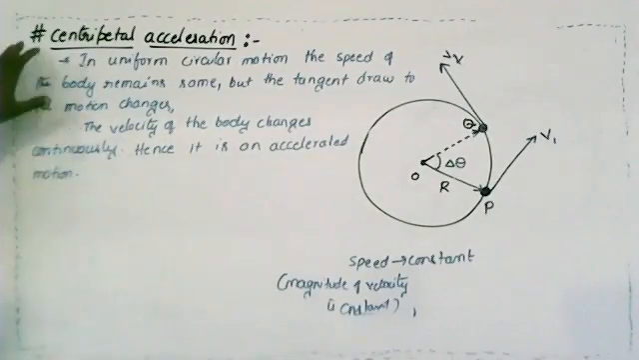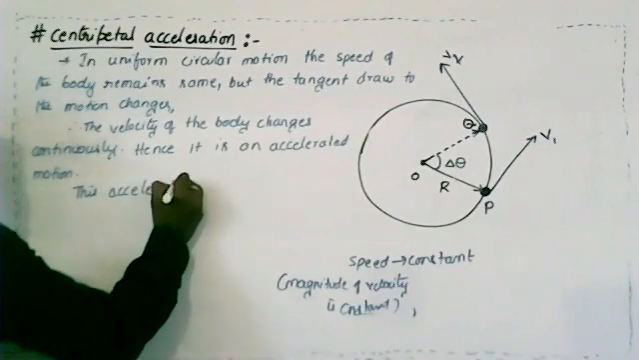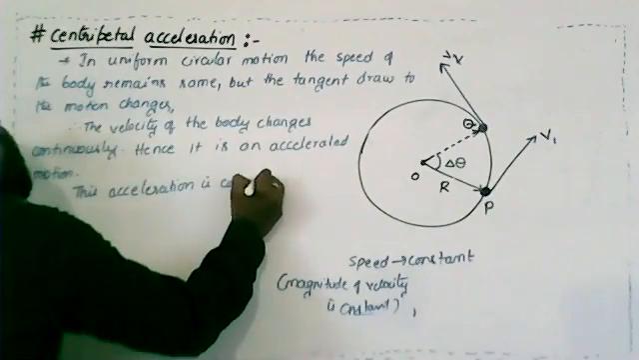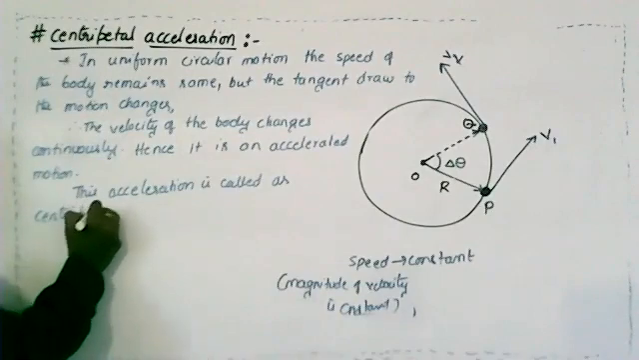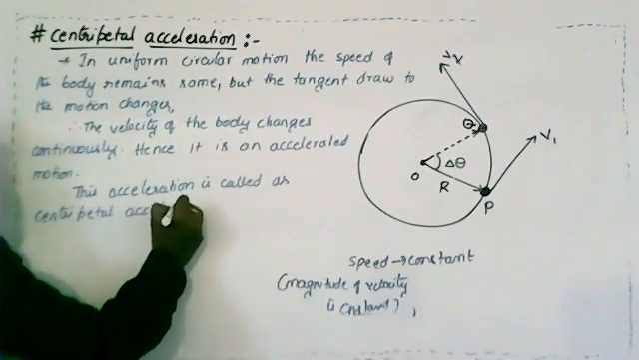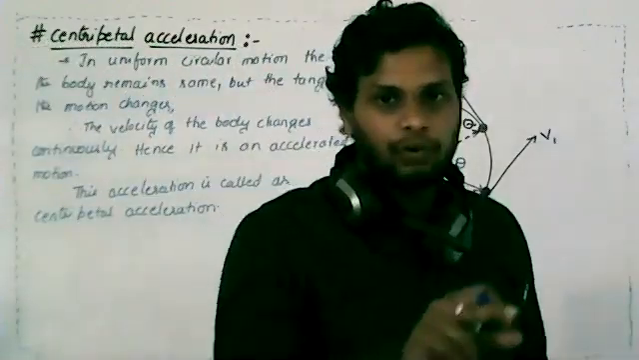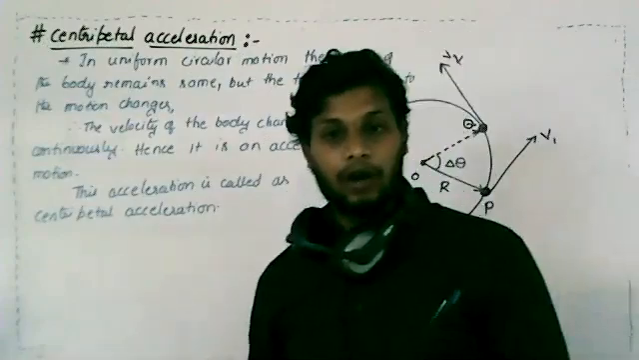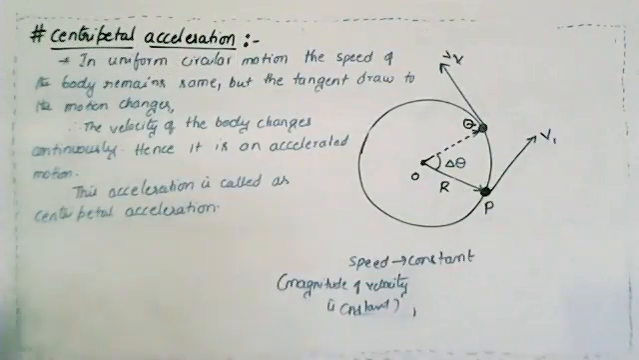Now this acceleration is called centripetal acceleration. Now remember, this centripetal acceleration is always towards the center along the radius vector, or along the radius. Therefore, this is also called radial acceleration. Clear? Therefore, this is also called what? Radial acceleration. Are you clear?